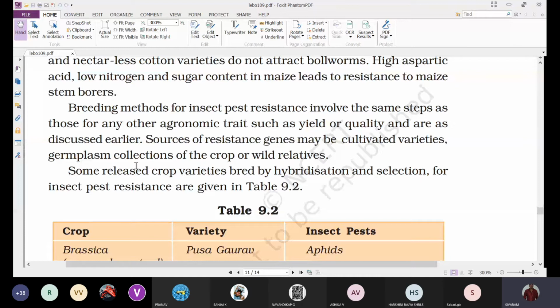Such wild relatives which show resistance against certain insect pests we can identify, and those genes we need to introduce into the crop varieties by using different mechanisms: conventional breeding, mutational breeding, somaclonal methods, biotechnological processes, or genetic engineering. The procedure is the same.